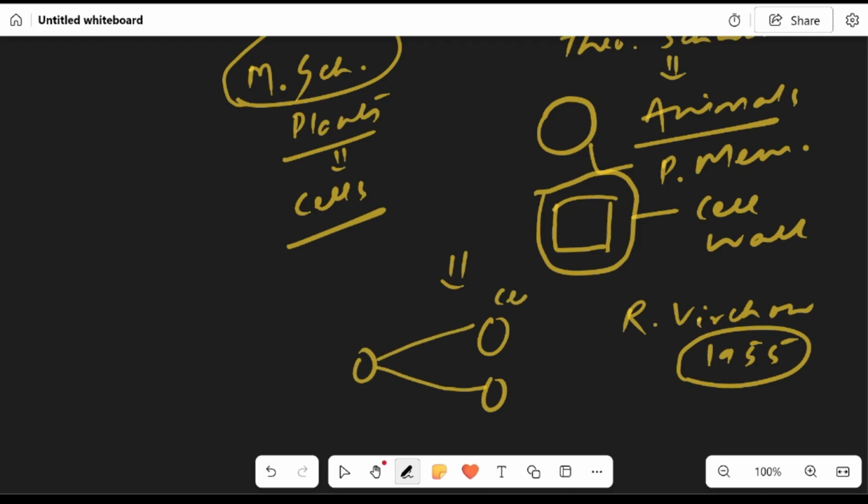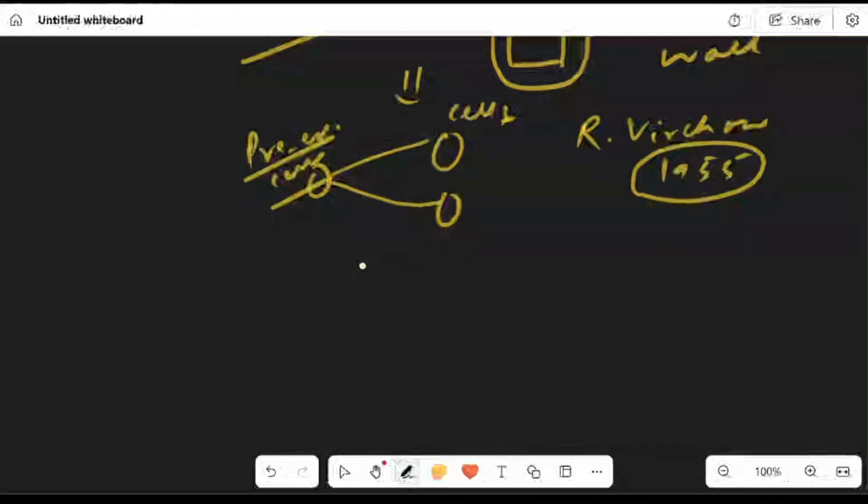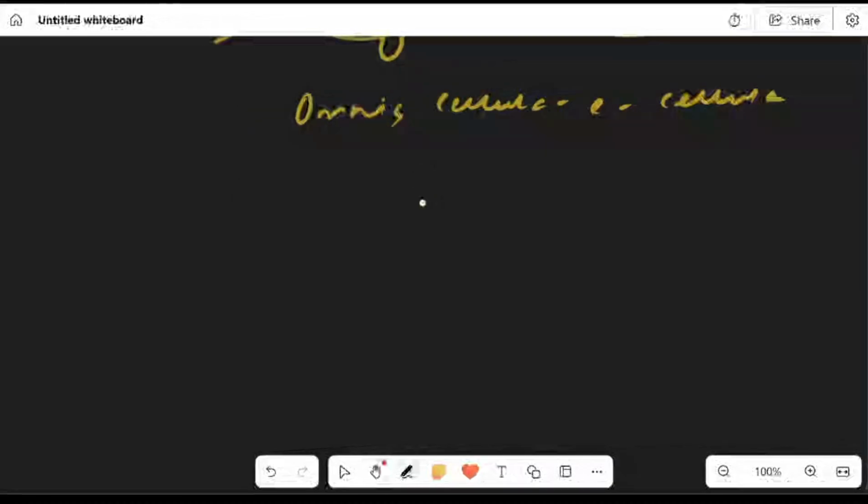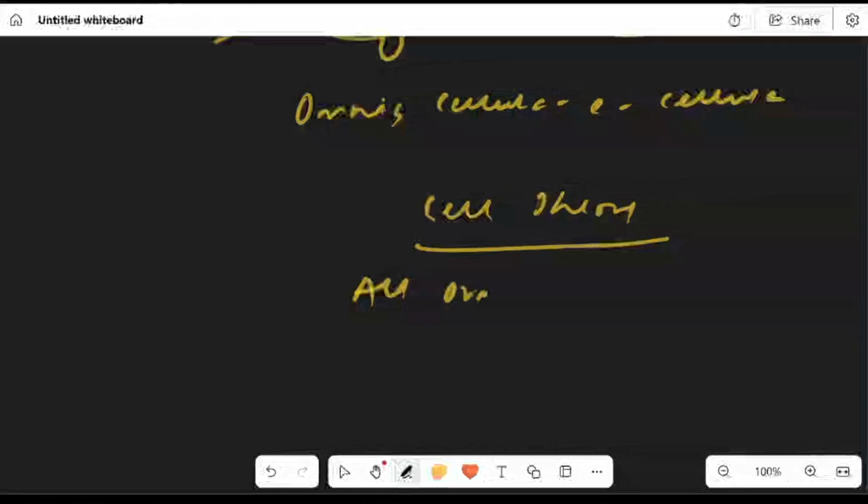All the cells arise from pre-existing cells. He gave the maxim, omnis cellula e cellula. So what does the cell theory postulate or tell us? That all organisms are composed of cells and cell products.